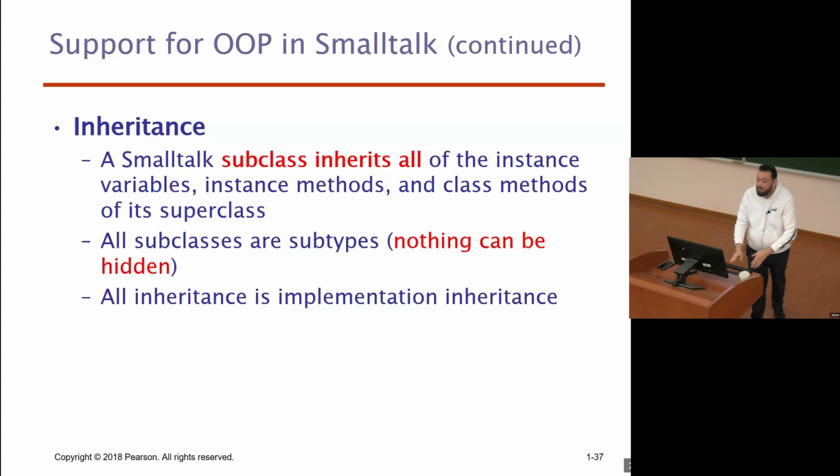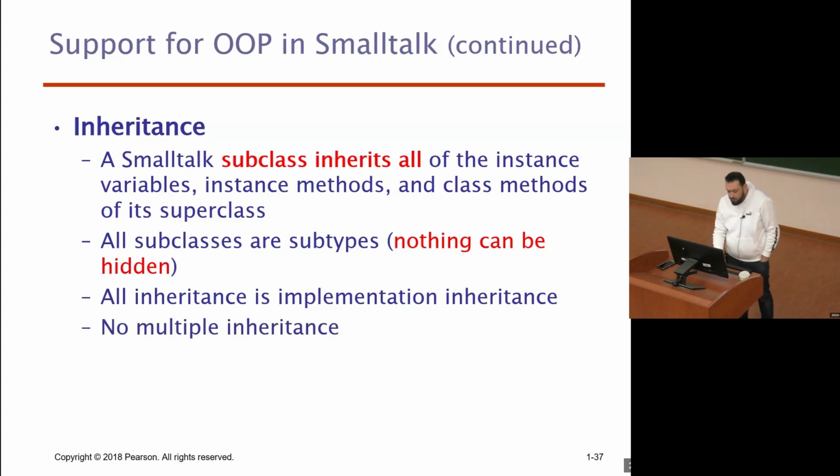All inheritance is implementation inheritance and no multiple inheritance. Okay, so it doesn't support multiple inheritance. So one or two or three of the design questions that we asked are covered here. Do they allow multiple inheritance? No. Do they allow subtypes? They said, okay, all subclasses have to be subtypes.